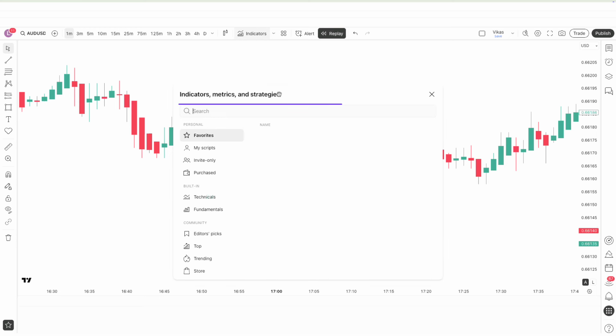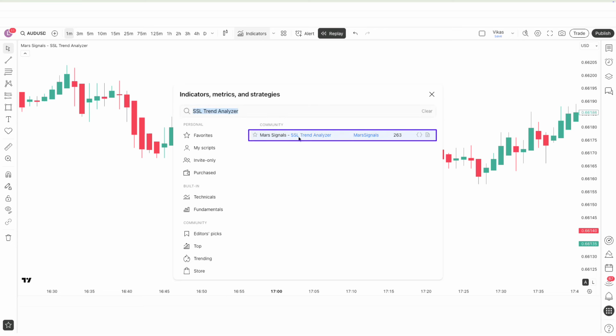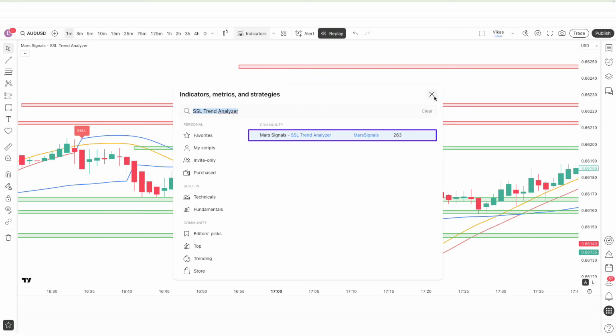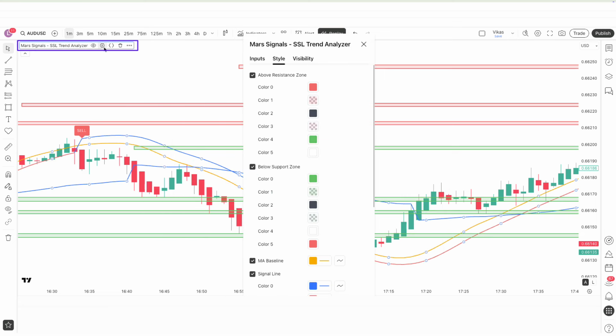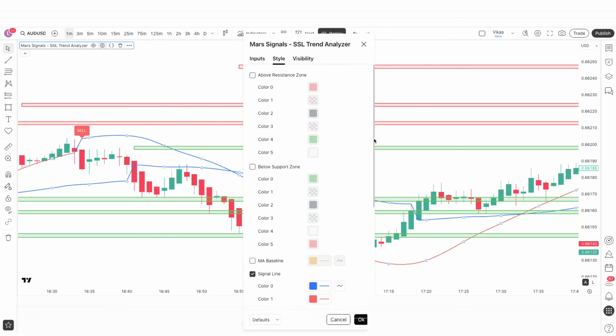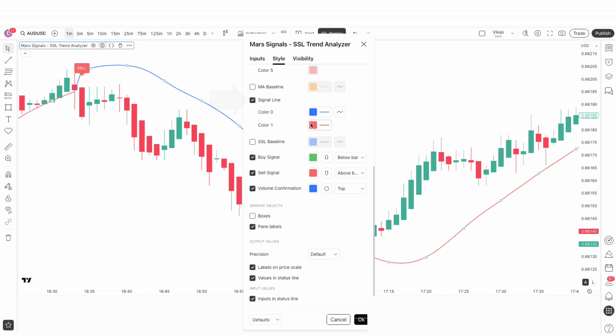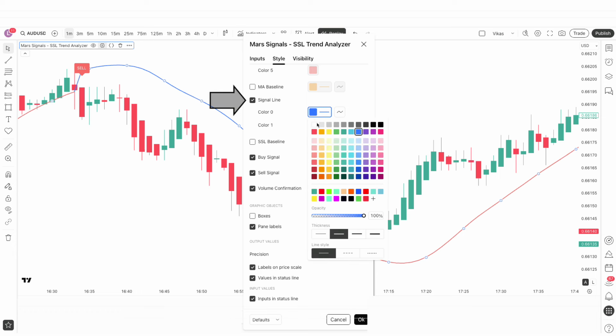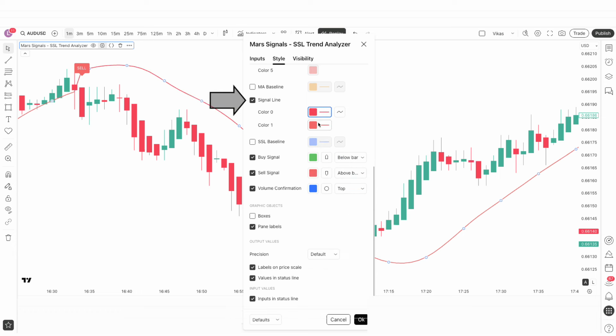First of all, we will search the SSL Trend Analyzer indicator in the search box of TradingView. After that, we have to click on the SSL Trend Analyzer option, in which we have to change some settings. We need to hide these options. We have to change this signal color 0 option from blue to red. Change this signal color 1 option from red to green.